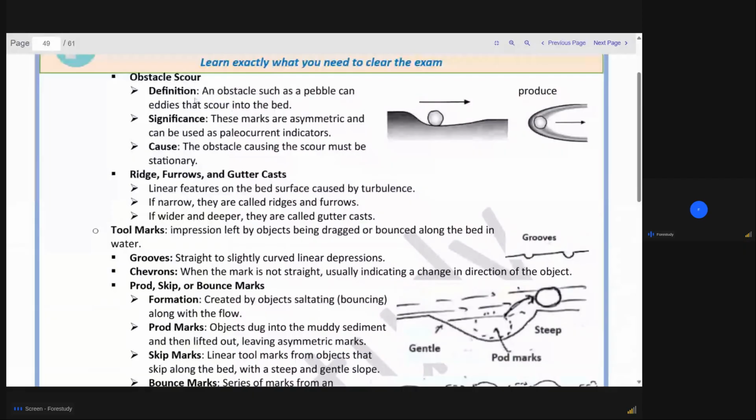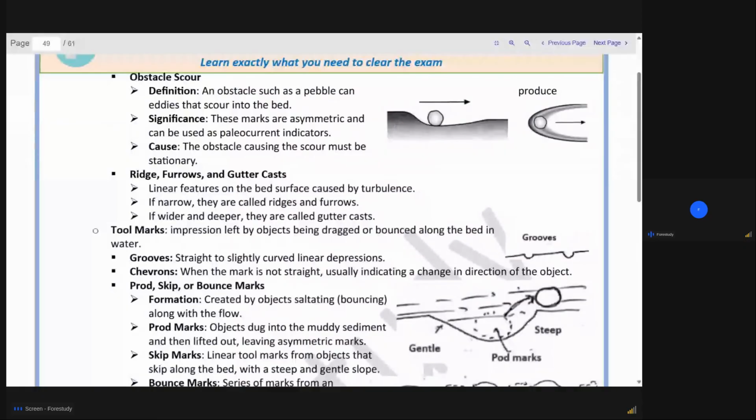So these marks are asymmetric and can be used as paleocurrent indicators. Remember, they are used as paleocurrent indicators. The horns represent the current direction, or the gentle slope represents the current direction. The obstacle causing a scour must be stationary, right? So the obstacle has to have very high density so that it becomes stationary and does not move with the flowing current.